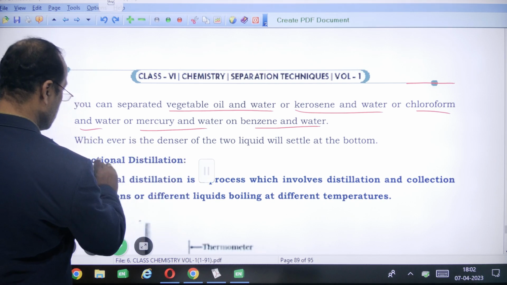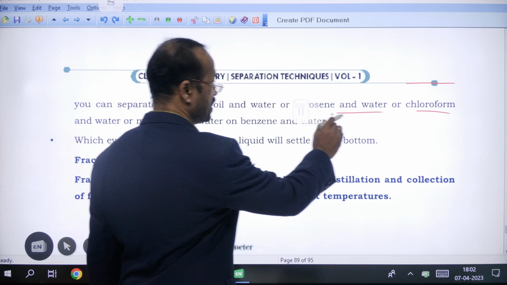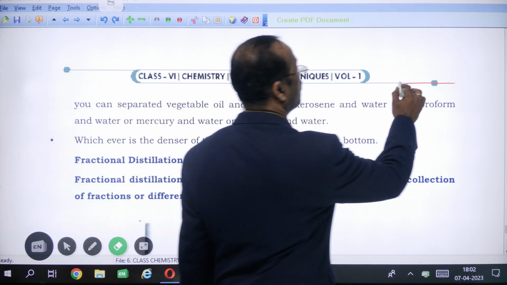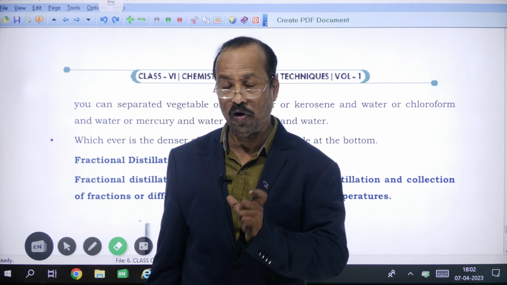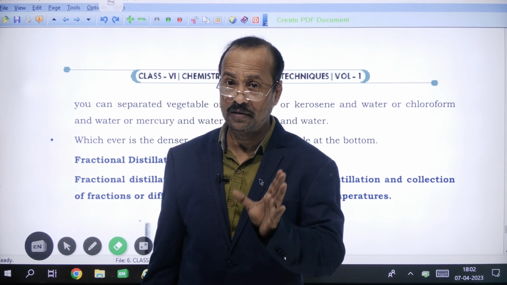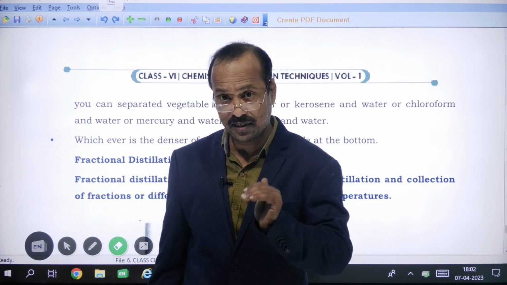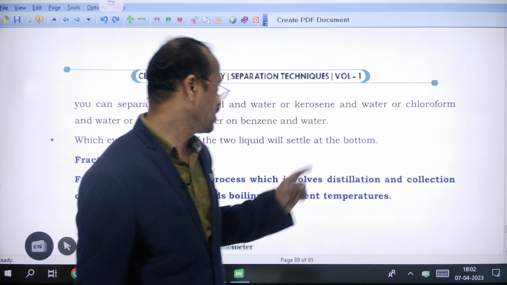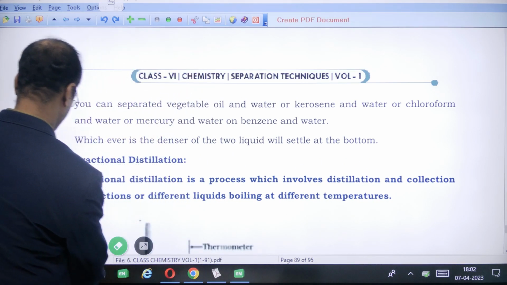Okay. So fractional distillation is also the same. The difference between distillation and fractional distillation is that distillation is used for liquids whose boiling point difference is greater than 30. If the temperature difference between the boiling points is less than 30, less than 25, then we can use fractional distillation.